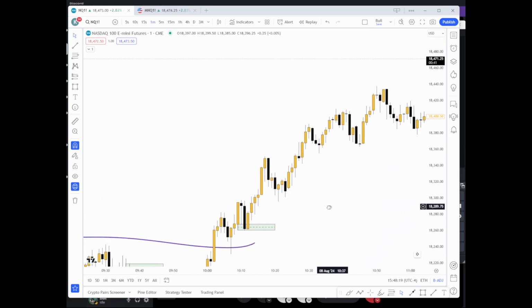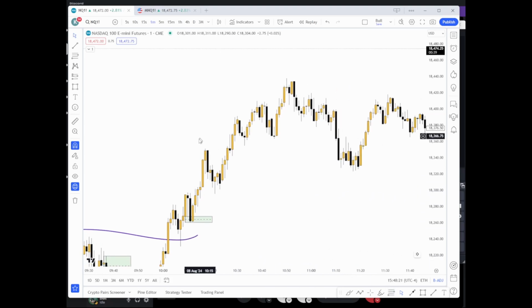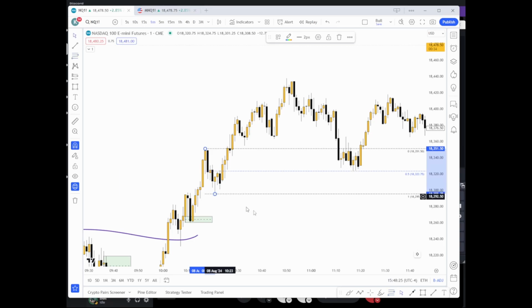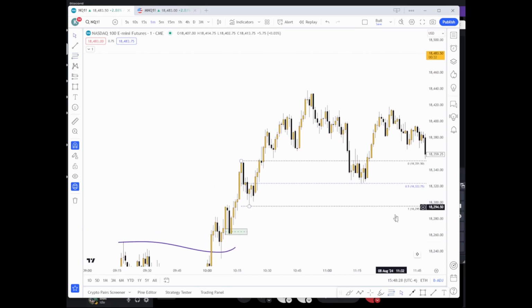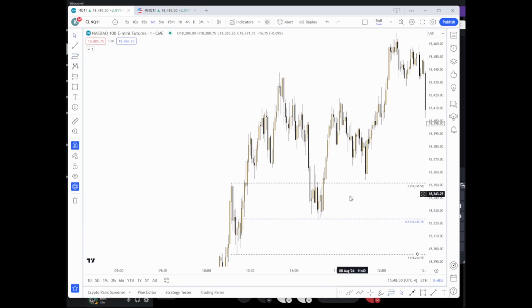Continuing on, we put in another swing here. So we're looking at these areas as potential speed bumps should we retrace back down. And lo and behold, what does it offer us?